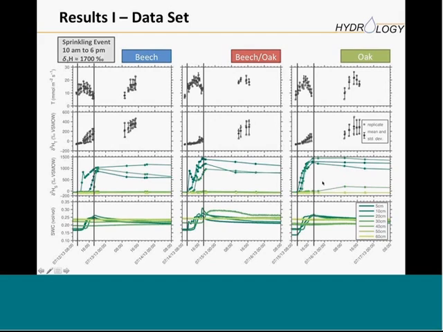And then in the third row, you see the isotope composition that we measured continuously in the soil water. Again, you see a relatively fast increase of the isotopic composition. Again, that's different. The increase is mostly for the green lines, and the green ones are the upper soil horizon. You see in the bottom left, 5, 10, 20 centimeters.